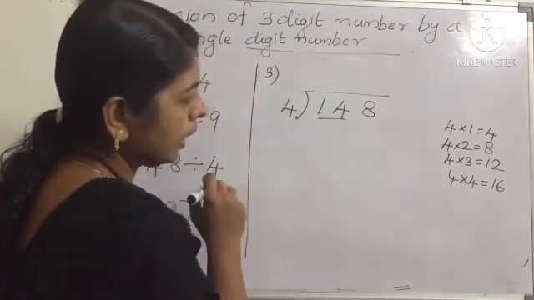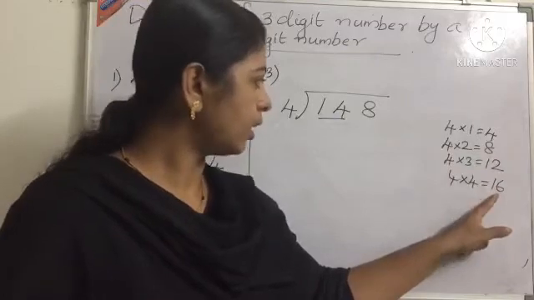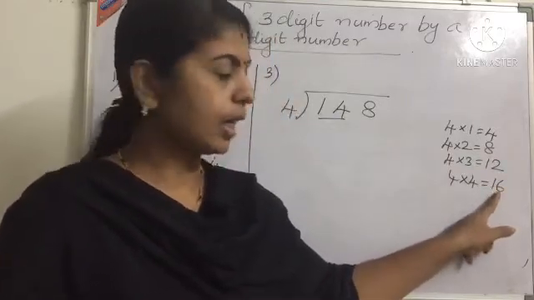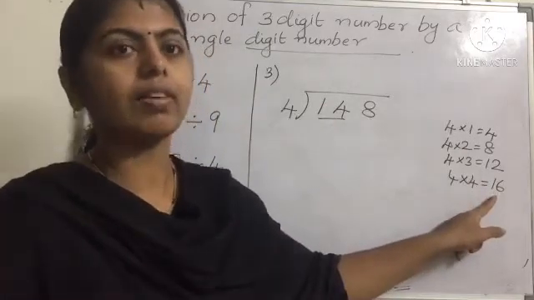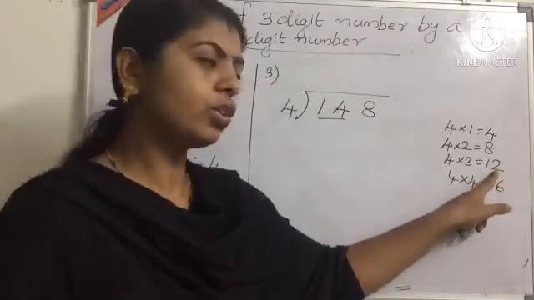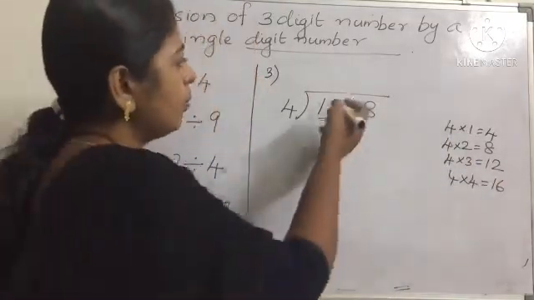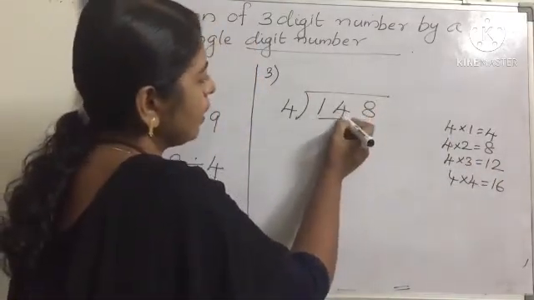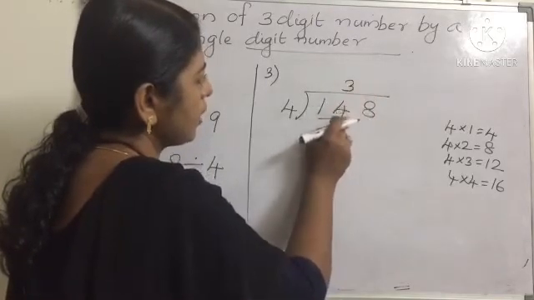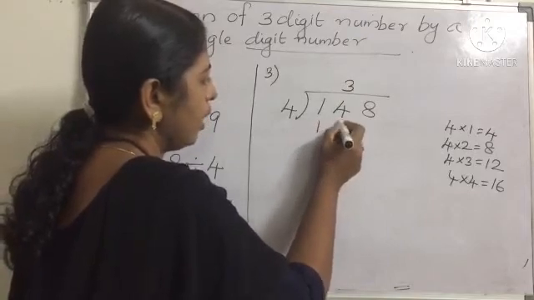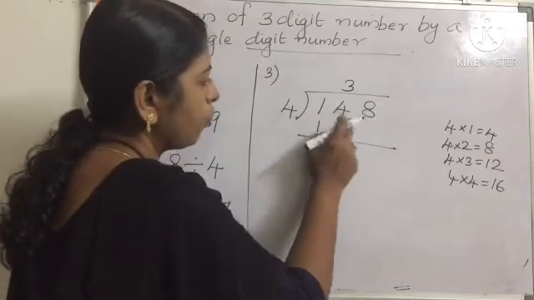Here it is 14. In the table of 4, 14 is not there. 16 is there. Okay, 16 is more than 14. So we don't want that value. Then which we will take? We will take 12. Then 4 into 3 is 12. So where we want to write 3? Up of this 4. Okay, 3 times how much it is? 12. Okay, we will take the value lesser than this 14.